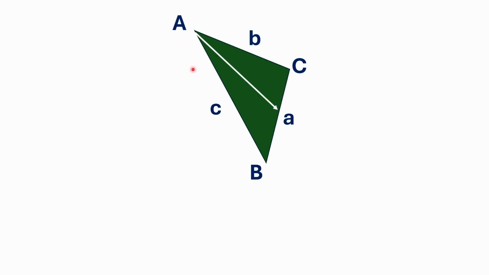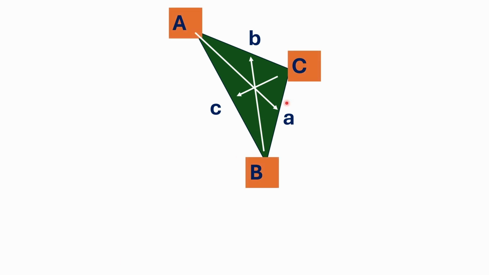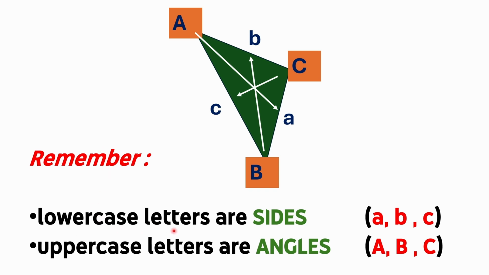Using the standard triangle labeling, the opposite side of angle A is side A. The opposite side of angle B is side B. And the opposite side of angle C is side C. Now, in this triangle, we have lowercase letters and uppercase letters. Remember that lowercase letters are sides. We have the small letters a, b, and c. And the uppercase letters are angles. We have the capital letters A, B, and C.